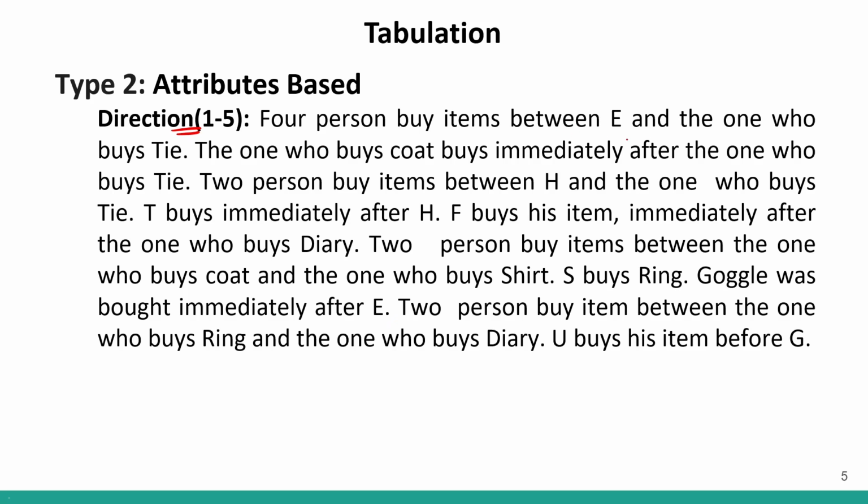4 persons buy items between E and the one who buys tie. So if I have my E over here, 1, 2, 3, 4 people will buy between E and the one who buys tie. Or the other possibility is that the one who buys tie buys it, and then we have 1, 2, 3, 4 people, and then we have E. So we will consider both possibilities. In totality, we have 7 friends, correct?